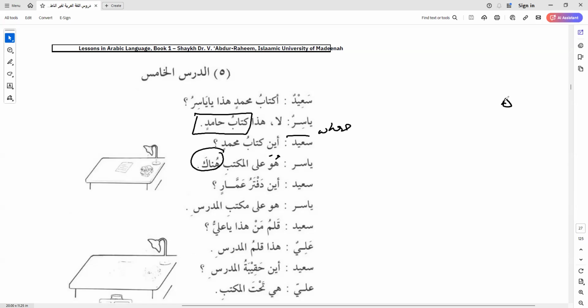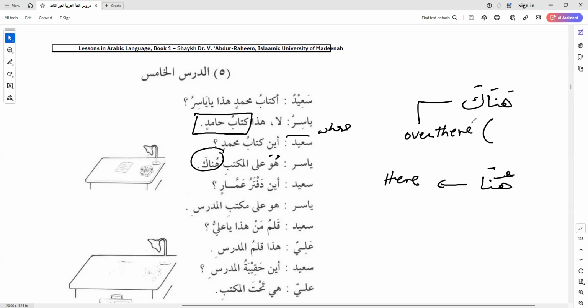هناك means over there. And when we say هنا, it means here. So you can see that هناك is for far, and هنا is for near.